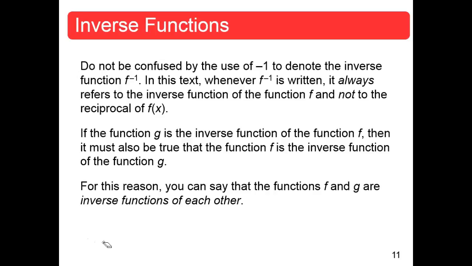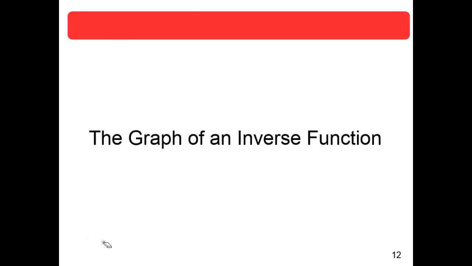This is talking about any inverse of the function. In this text, whenever f inverse, f to the minus 1, is written, it always refers to the inverse function of f and not to the reciprocal of f. Always. If that's a function, the minus 1 superscript means inverse, not reciprocal. If the function g is the inverse of the function f, it must also be true that f is the inverse of g. Remember, they go both ways. For this reason, you can say that f and g are inverse functions of each other. Another way of saying that, and it's not restricted.